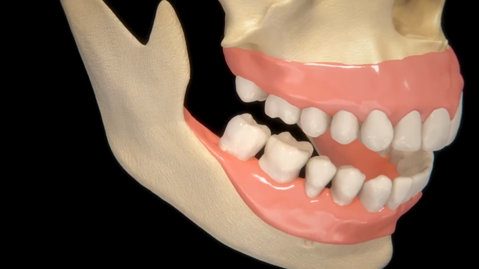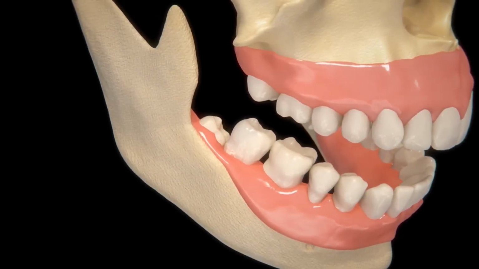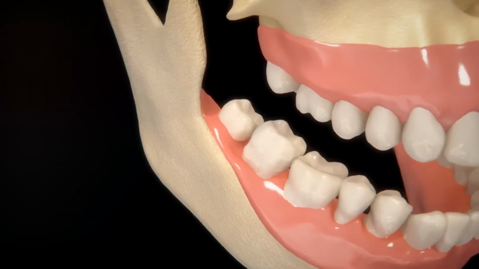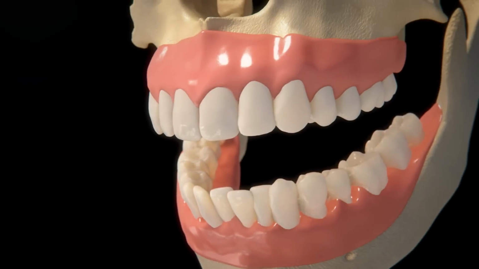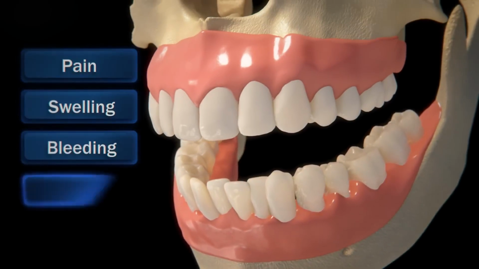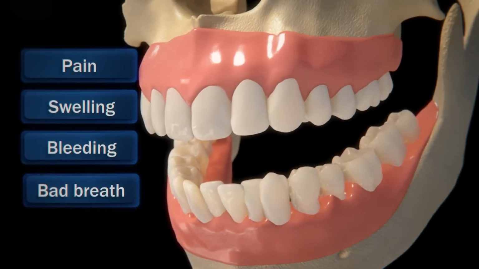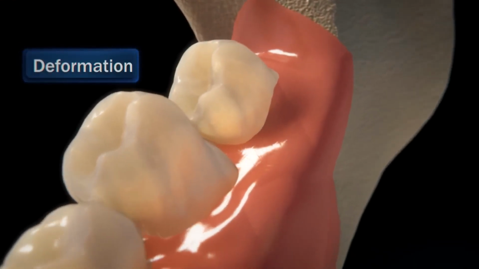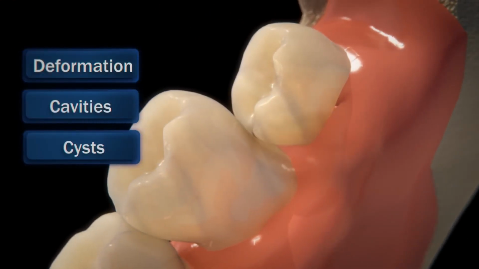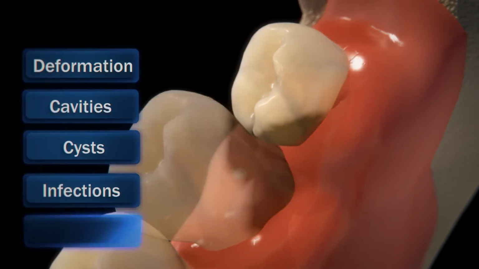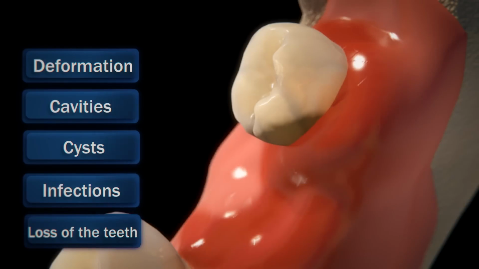Wisdom teeth do not cause problems. However, if there is not enough space for them to grow, they could push against another tooth, causing not only great pain, swelling, bleeding, and bad breath, but also teeth crowding to the degree of causing deformation, cavities, cysts, infections, in some cases, even the loss of teeth closest to them.